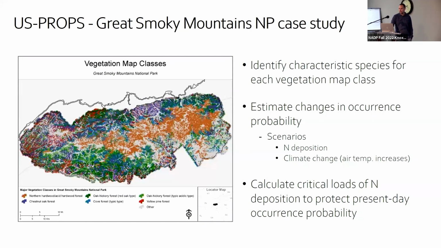We identified characteristic species for each of the mapped vegetation classes that occur throughout the park, and we estimated changes in the occurrence probability according to scenarios of nitrogen deposition and climate change. We focused on air temperature increases. We calculated critical loads of N deposition to protect the present-day occurrence probability, and that's an important point: the critical load is relative to a state, relative to protecting the chance of occurrence that we expect the plants to have today.